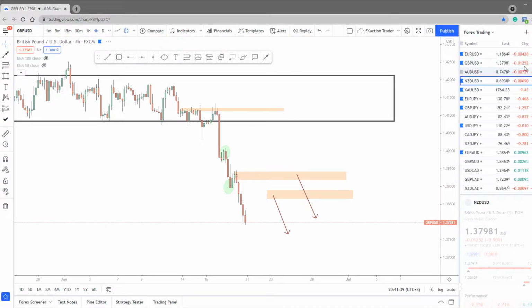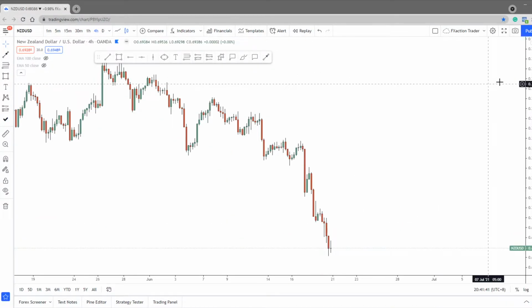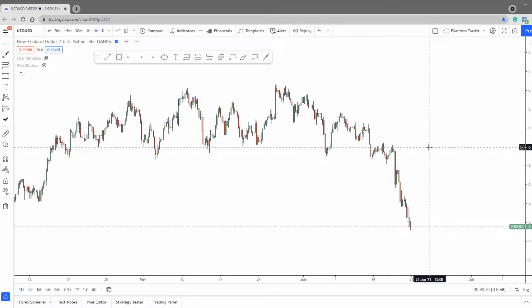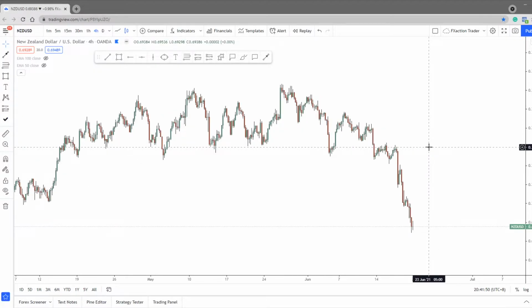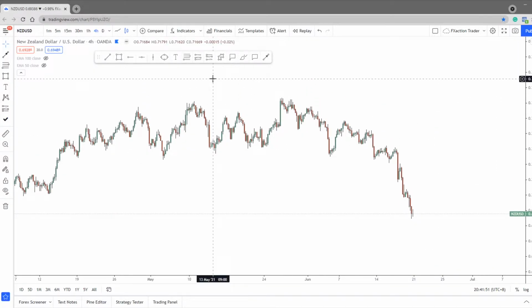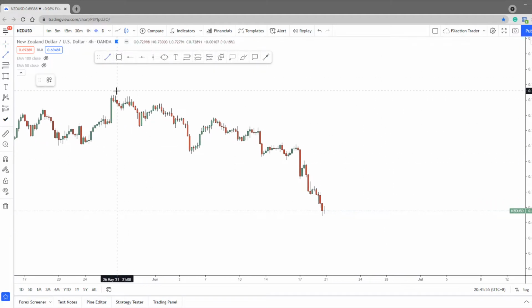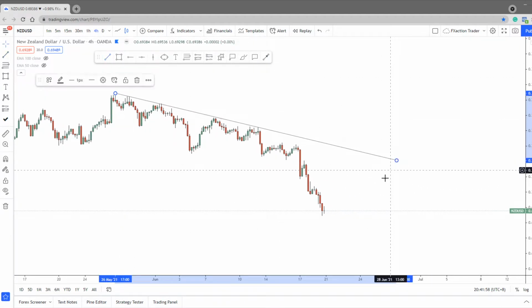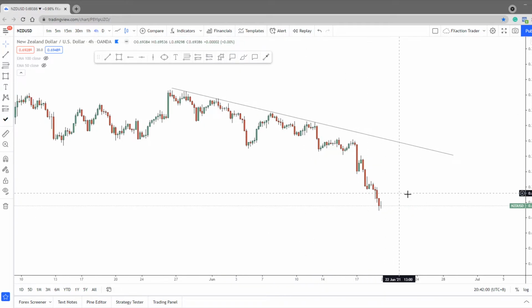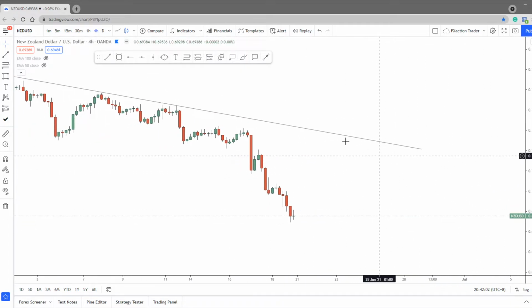So the next pair, New Zealand Dollar. I believe that all the dollar pairs have the same direction after the FOMC press conference, which is currently a very strong sell direction. On this New Zealand Dollar, the same thing. We can obviously mark the downtrend trend line. All right, the market is trading down and we should only look for a sell signal.